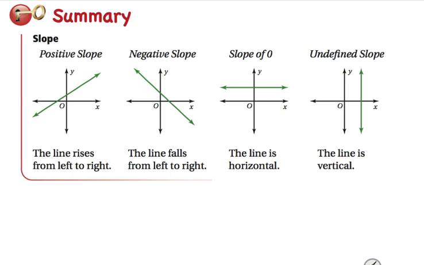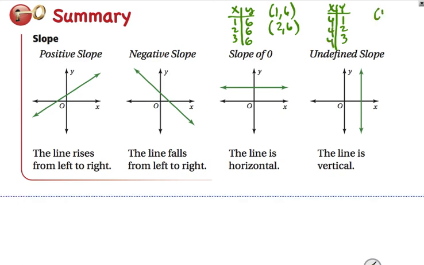But on a graph, this is what they look like. On a table, a slope of 0 would allow x to be a bunch of different things, but y would all be the same. That would give you a slope of 0. If it's a set of points, all it has to do is have both y's be the same. For undefined slope on a table, it would have several different available values for y, but the x's would all have to be the same. And if it's a set of points, it's just going to have both x's the same, and that will give you a vertical line.